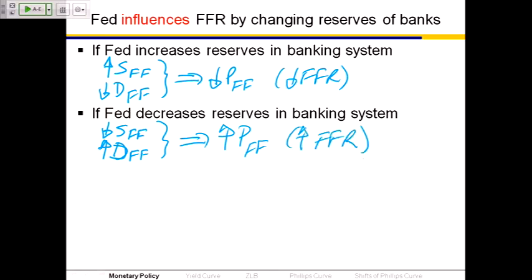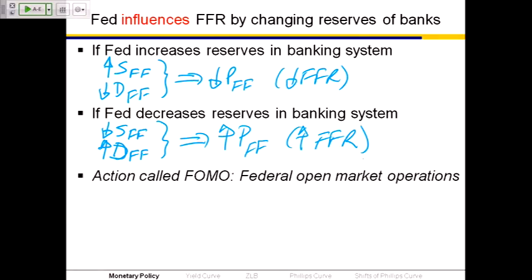So if the Fed changes the amount of reserves in the banking system, that should change the federal funds rate. That action of changing the amount of reserves in the banking system is called federal open market operations, or FOMO, which I guess would be this tactic at this point. That is the way in which the Fed traditionally has changed the federal funds rate.